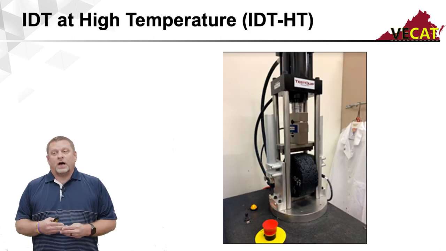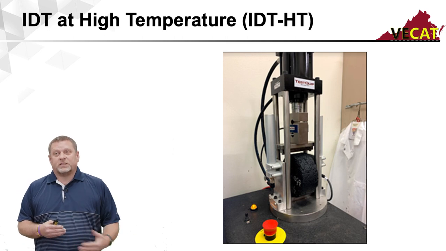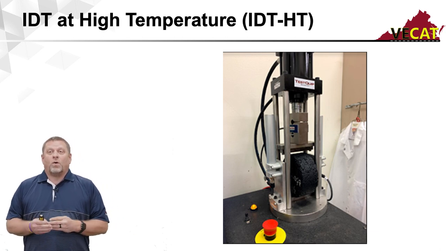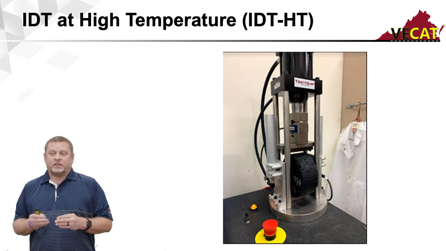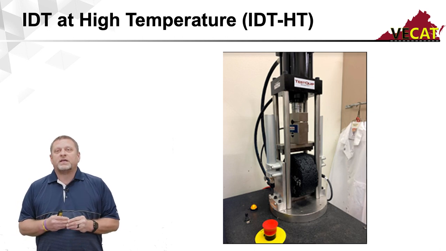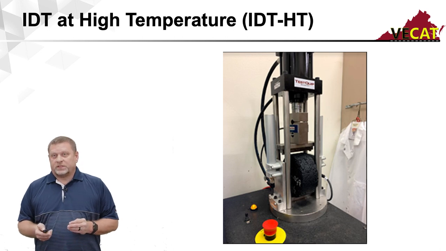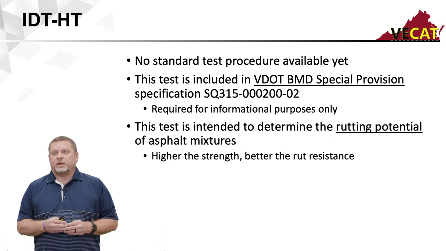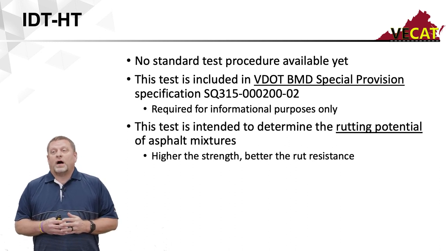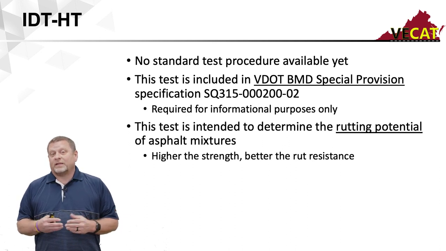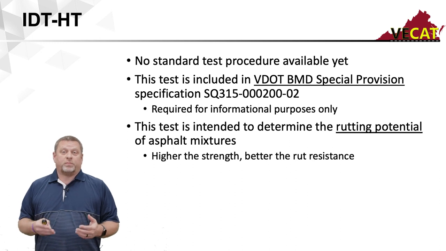Moving forward, after we finished the crack testing, let's move into some rut testing, or a test that is used for rutting, indicating a rutting susceptible mix. We're going to go into what's called the IDT-HT, which is the IDT at high temperature. Currently, as I stated earlier, there's no standard procedure for this test. VDOT at the Research Council is working on it, should be coming out in a year or so. But this is still a requirement in the VDOT special provision. Right now, this test is only required for informational purposes only.